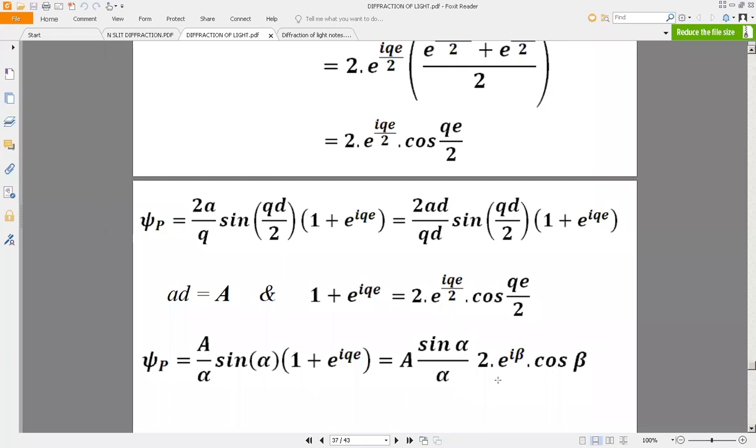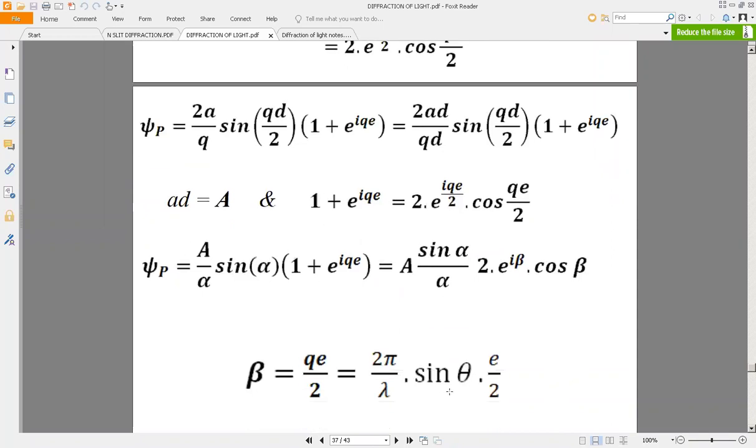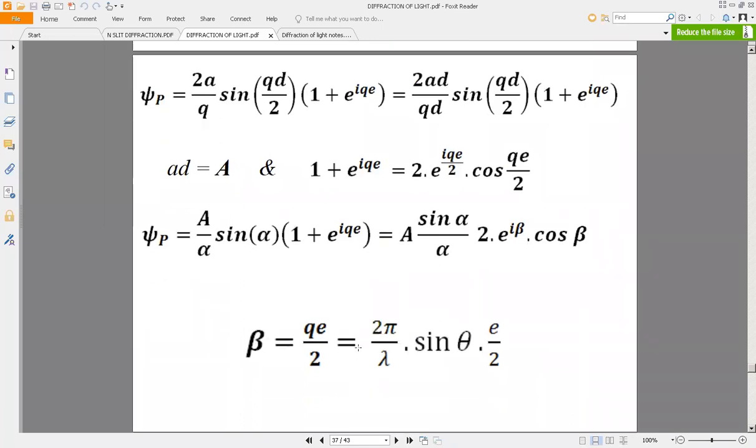A sin alpha by alpha into 2 e power i beta cos beta, with beta equivalent to q e by 2, which is nothing but pi e sin theta by lambda. There pi d sin theta by lambda was alpha, pi e sin theta by lambda is beta, right? Now, if you take a closer look, this A sin alpha by alpha is the term coming from single slit. So this term is coming from the interference of two slits.